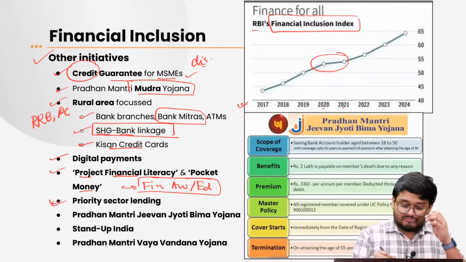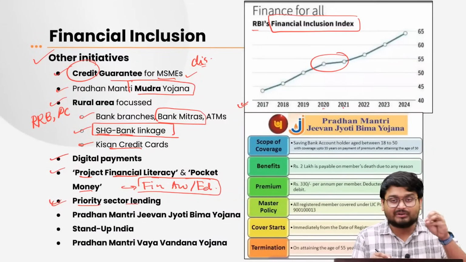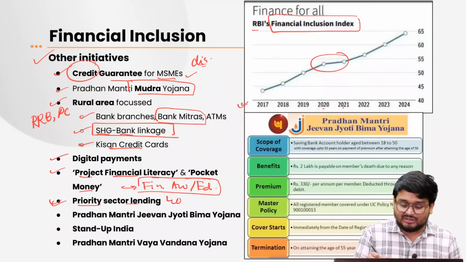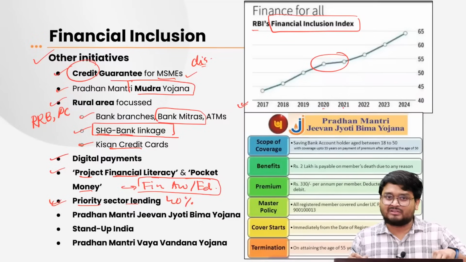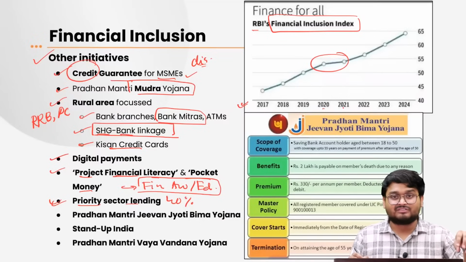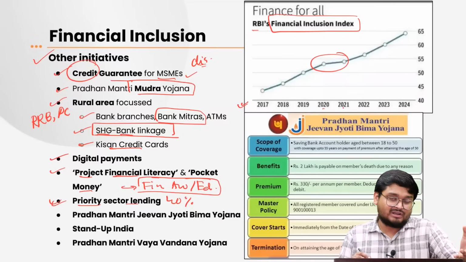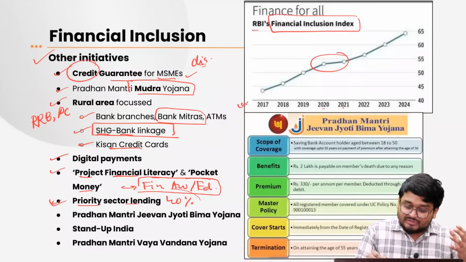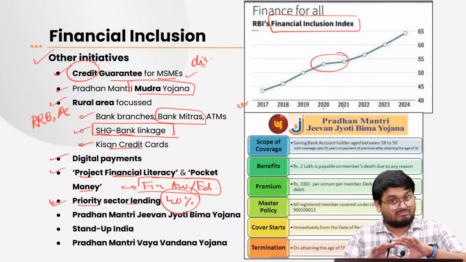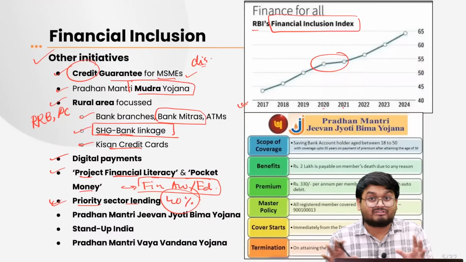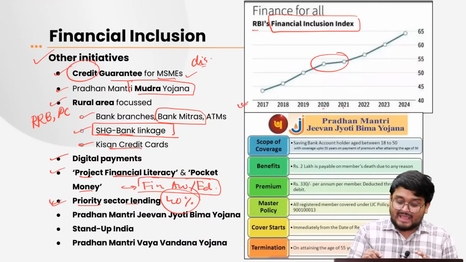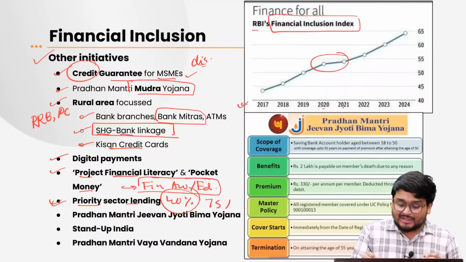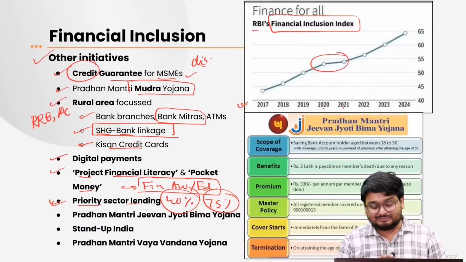Then we also have the priority sector lending, where the scheduled commercial banks and the foreign banks in the country have to lend 40% of their entire portfolio to, for example, women and various priority sectors of the country, rural development and so on. So this is very, very important, that 40% of the overall lendable funds must be given to the priority sectors. And for the small finance banks, that is 75%.